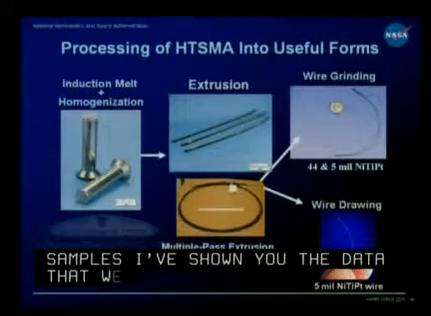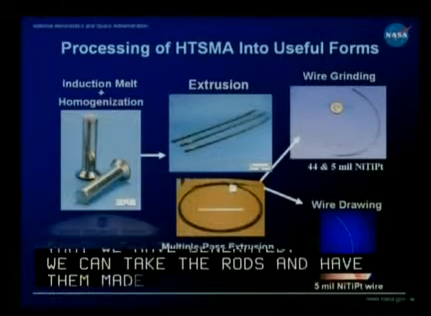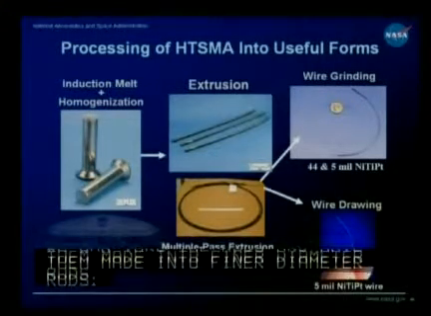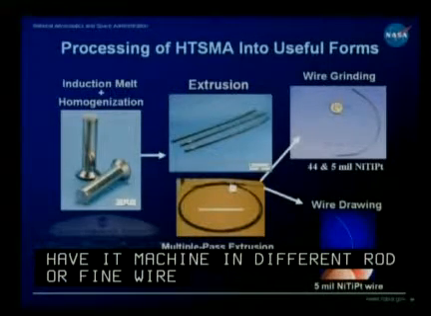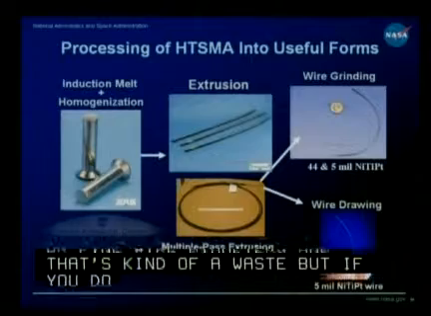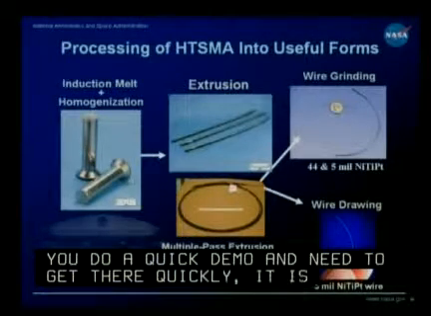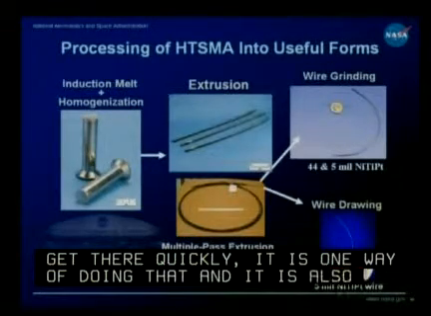And from that fine diameter rod we can do one of two things. We can have it machined into different rod or fine wire diameters, and that's kind of a waste, but if you're doing a quick demo and you need to get there very quickly, it's one way of doing that, and it's also something that we control in-house. We have wire grinding capability in-house at Glen.